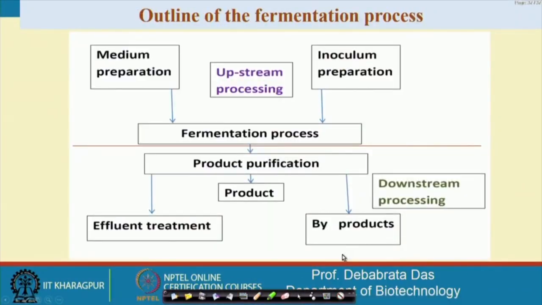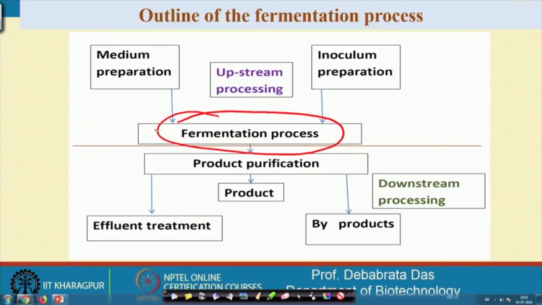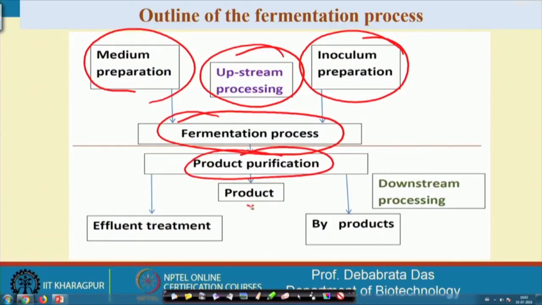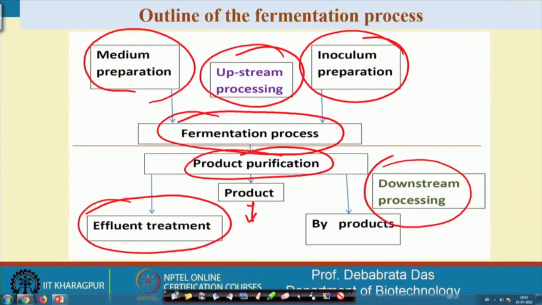And finally, I want to tell you how the fermentation process operates. I told you that this is the heart of the biochemical industry, where product formation takes place. Before product formation, you have to prepare the media and do some upstream processing, for example air sterilization and medium sterilization, and also inoculum preparation. Then after the fermentation is over, you go for product purification, and you get the product. After product formation, you should have an effluent treatment process so that your environment is safeguarded, and purification takes place through different downstream processing. So all these things we will be covering in this course.